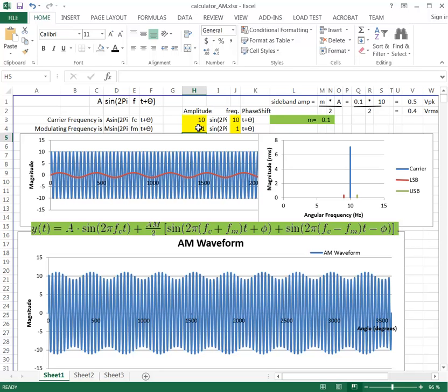The next expression here is another sine wave, and it is at the carrier minus FM, 10 minus 1 in this case, 9. Now if we were to change these to, say, 3, that will obviously go to 13 and 7. There it is there, 13 and 7.